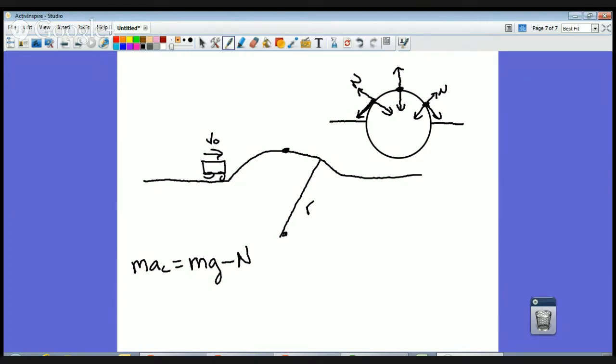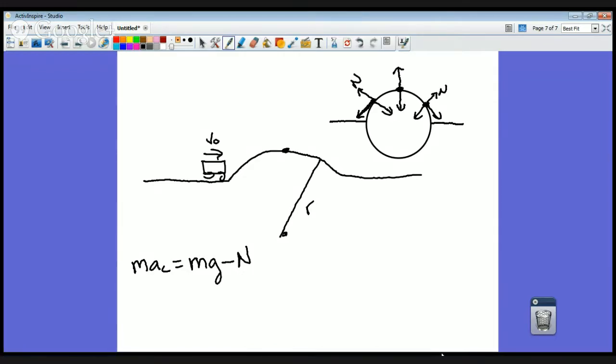And with any kind of problem, when they're asking you what's required for this, or what's required to have this happen, you should be thinking about the limiting condition. So what changes when that does happen versus when it doesn't happen? And once you figure that out, then you'll know what to solve for. So in this case, if the normal force is equal to 0, then I know that I've lost contact with the road.